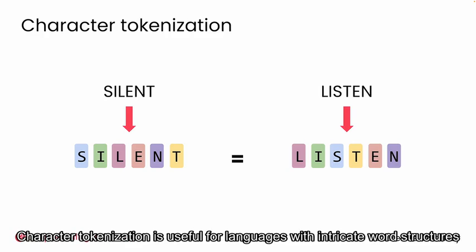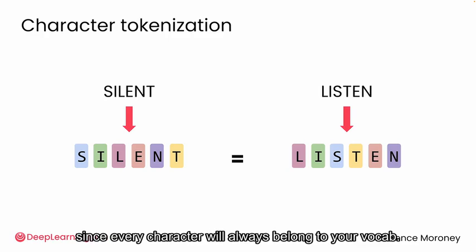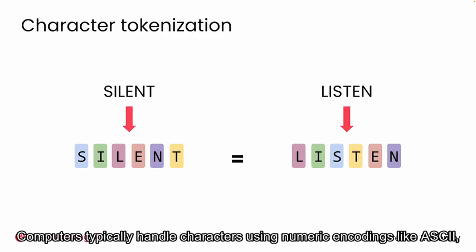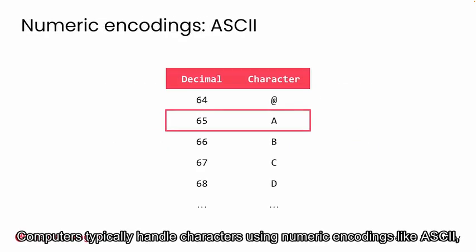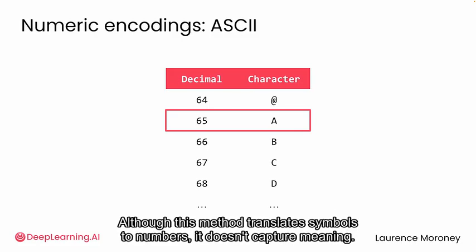Character tokenization is useful for languages with intricate word structures or for avoiding that out-of-vocabulary problem, since every character will always belong to your vocab. Computers typically handle characters using numeric encodings like ASCII, where each character, such as uppercase A, has a number assigned, like 65. Although this method translates symbols to numbers, it doesn't capture meaning.